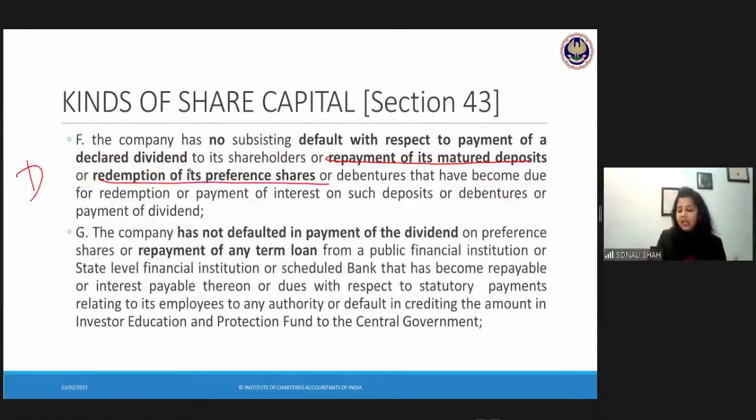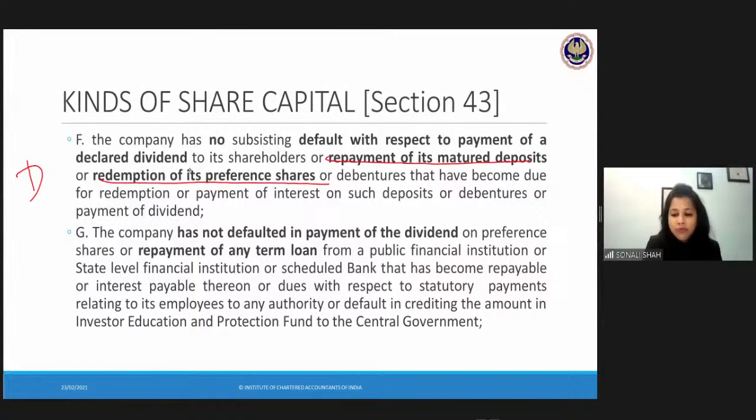However, if any of these kinds of default has occurred, the company still has a right to issue the DVR if it has been 5 years since the default was made good. So let's say, what do you understand by the term "default was made good"?